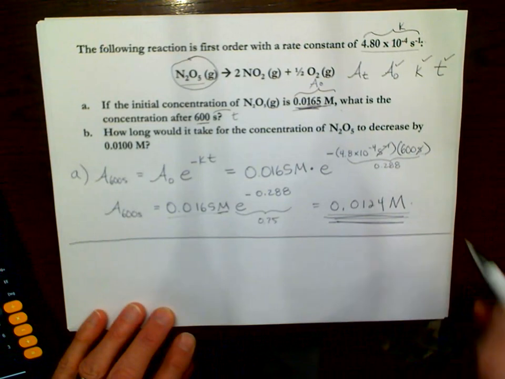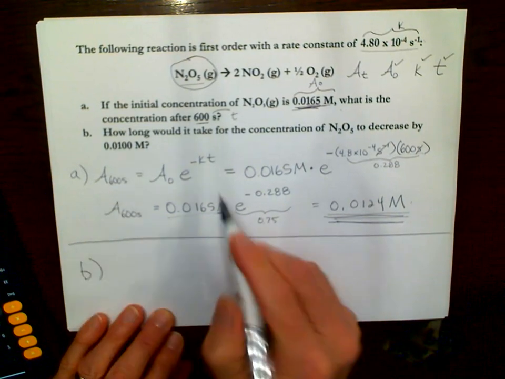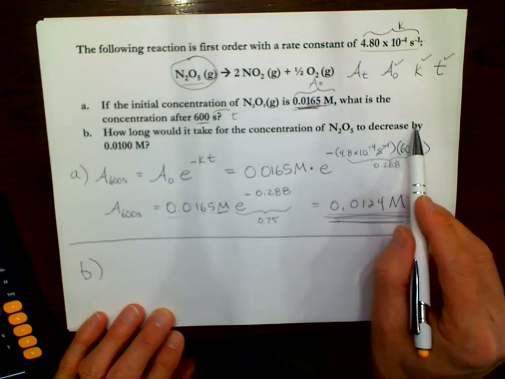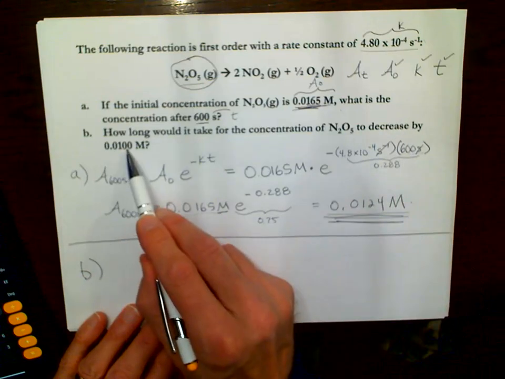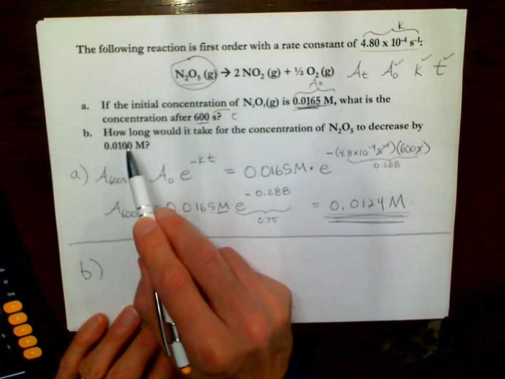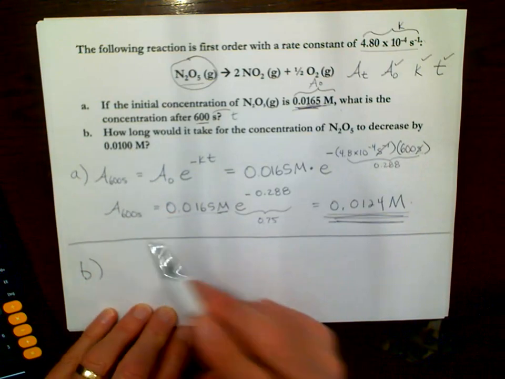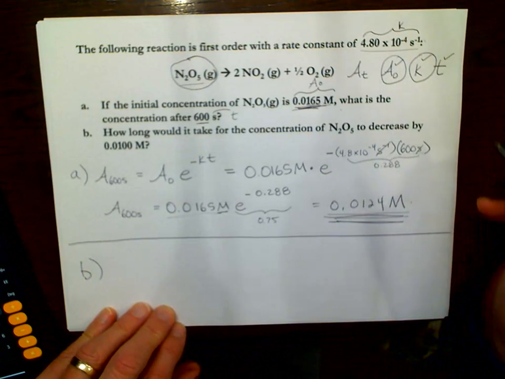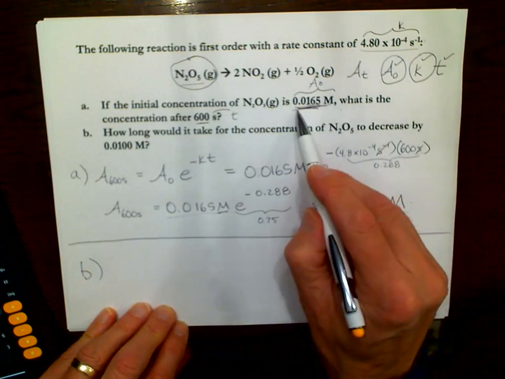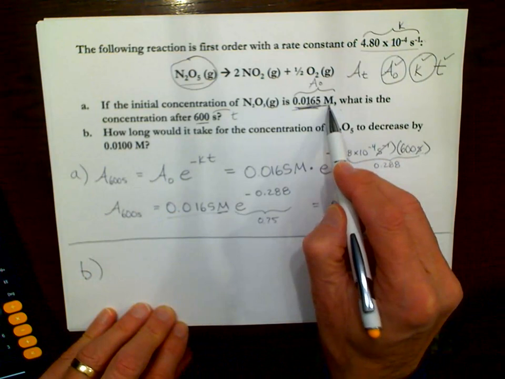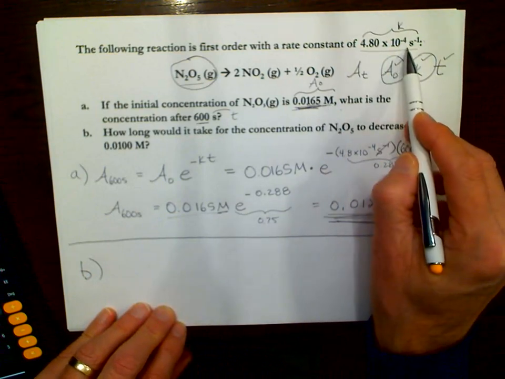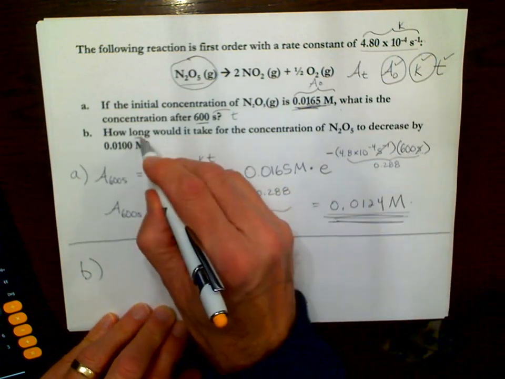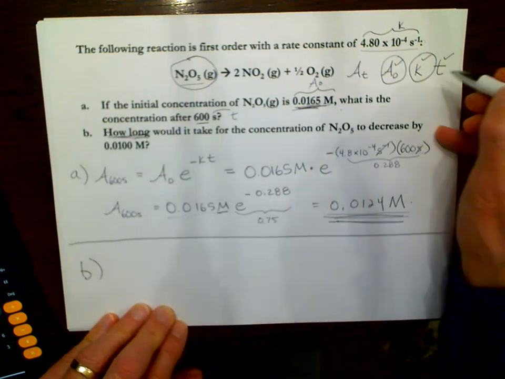Let's do part B. Part B asks, how long is it going to take for the concentration of N2O5 to decrease by 0.01 molar? This one's a little tricky. So in this case, we still know A0 and we still know k. We know both of those, right? This is our initial concentration, and I know the rate constant. Those aren't going to change. What I don't know is time. That's what I'm looking for. I'm looking for how long. So I'm looking for time.